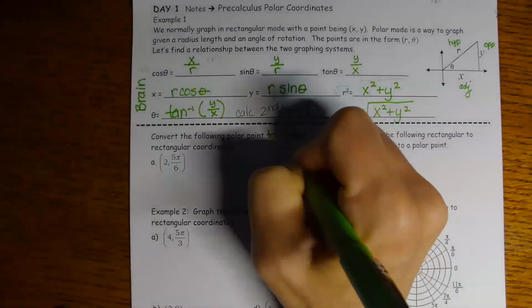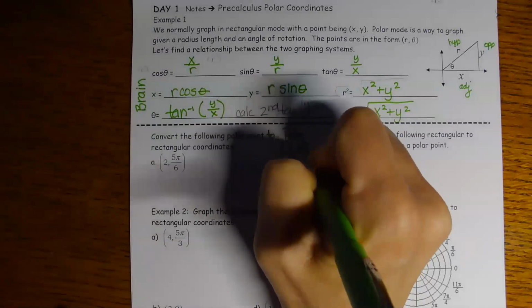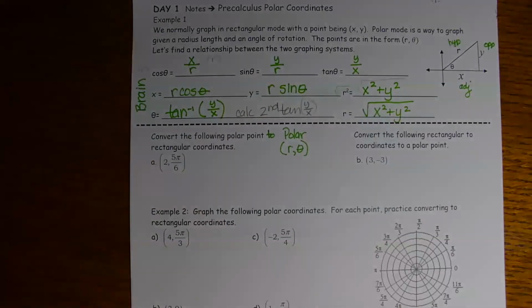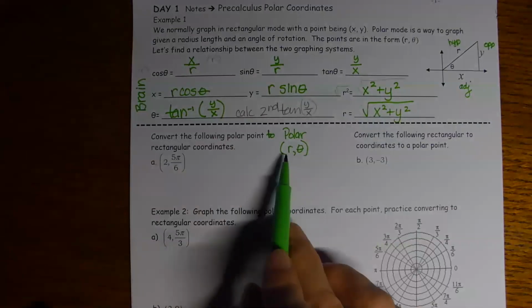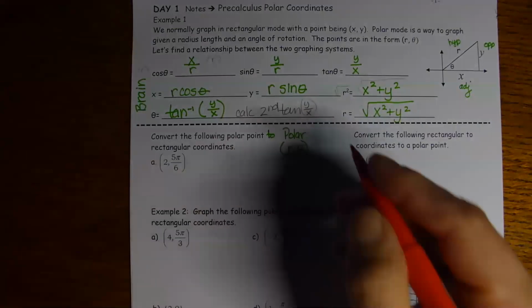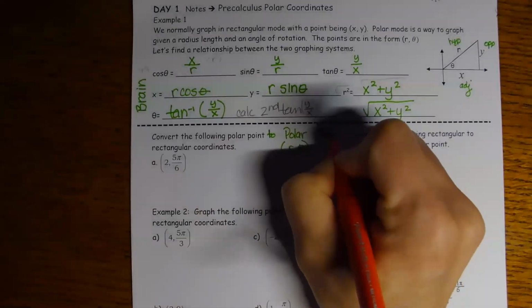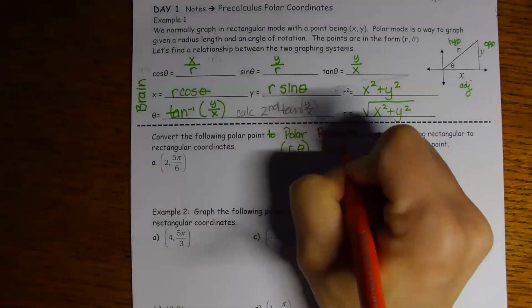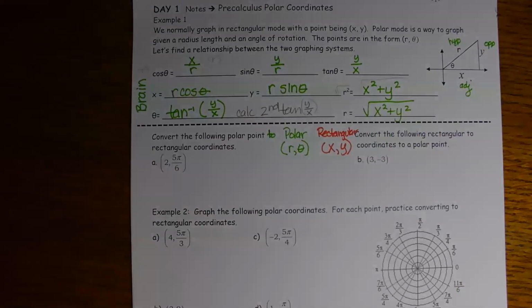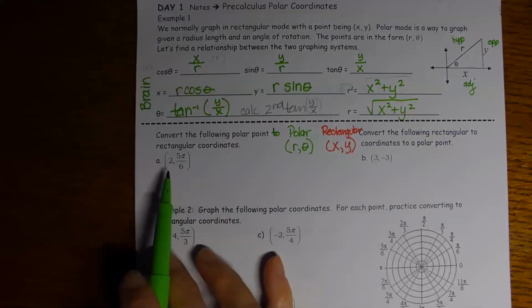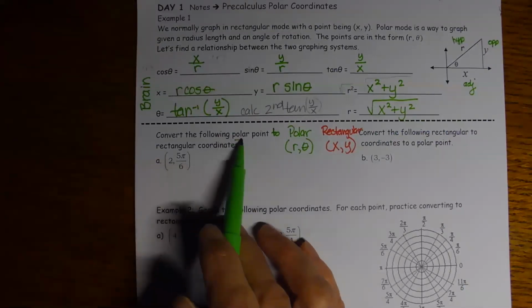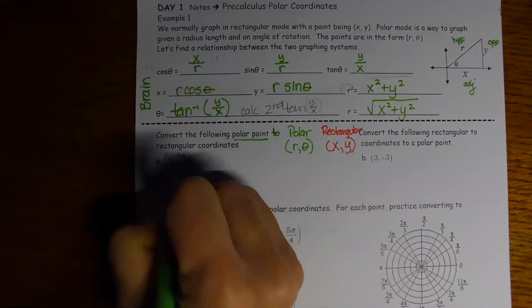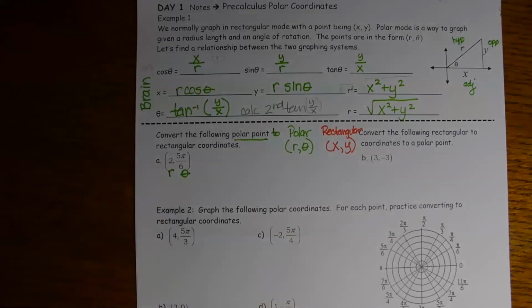Polar is r, theta. So when you get a polar coordinate, you need to know this is r, this is theta. If you're given rectangular, which is what you're used to, that's an x and a y. And today we need to be bilingual, able to go from polar to rectangular, rectangular to polar. I think I said rectangle instead of rectangular. So if this is polar, that means this is r, this is theta.